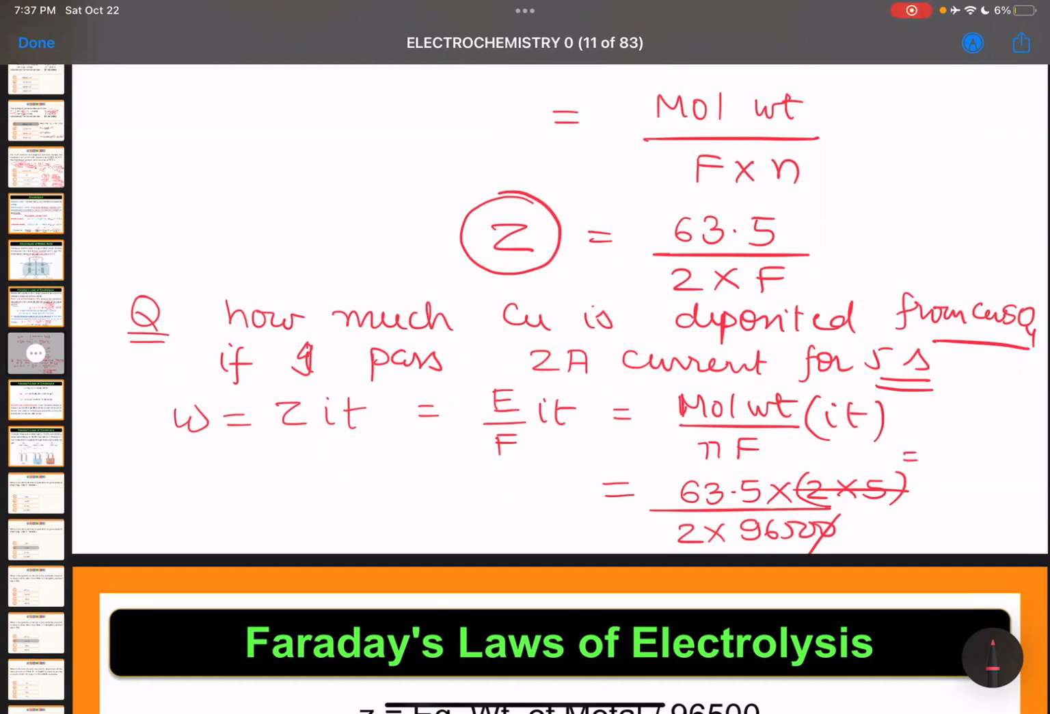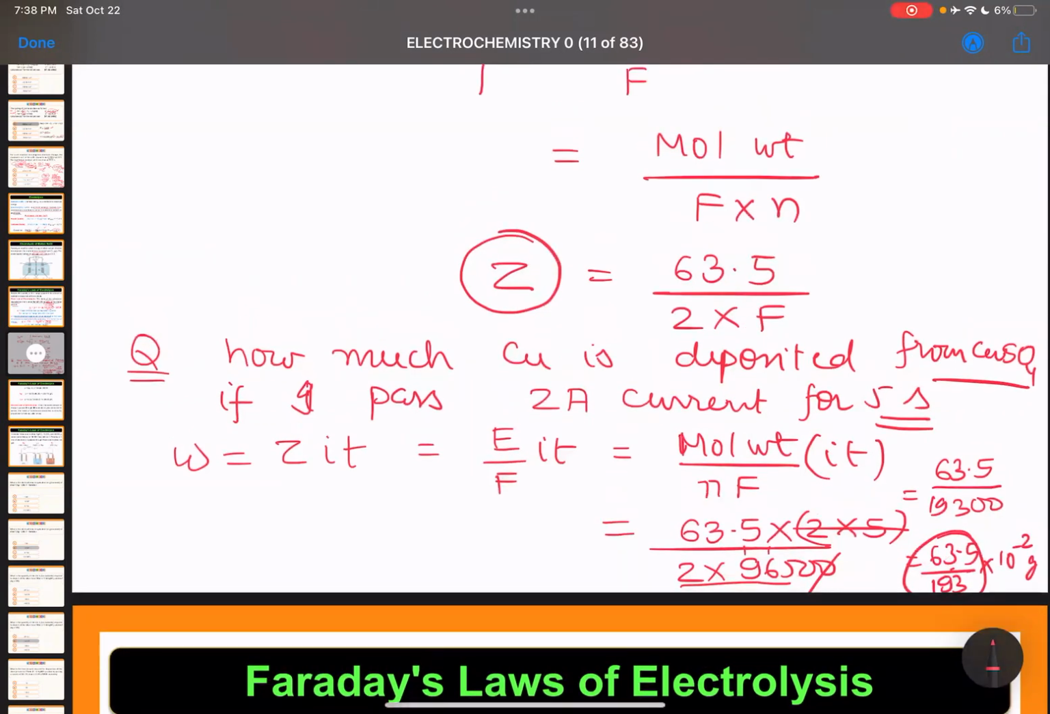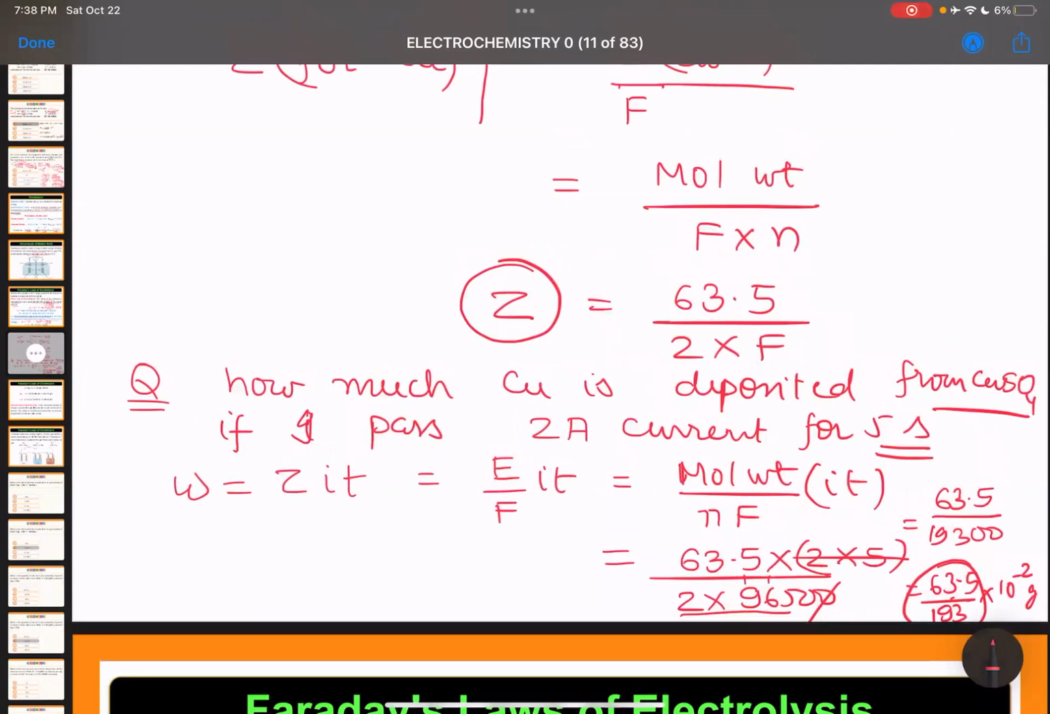So it is going to be 63.5 divided by 9650 into 2. So I will multiply it. So it is 63.5 divided by 193 into 10 to the power minus 2 grams. So you can simplify it and you will get the answer. But actually the main thing is you need to know how you have done the process. Is it clear?